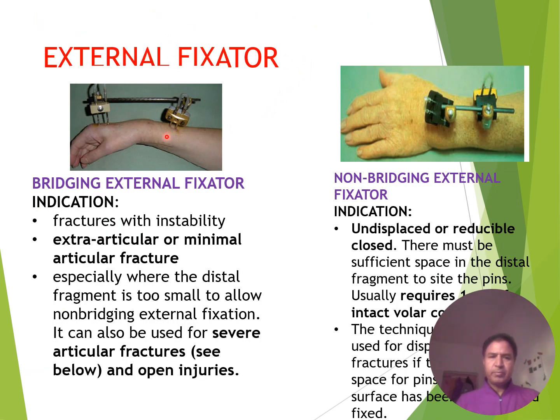External fixator. So we can put the external fixator. Bridging external fixator indications. We have the non-bridging external fixator indications. This is non-bridging. This is bridging. Fracture with instability, extra-articular or minimally articular fracture, especially where the distal fragment is too small to allow non-bridging external fixation. It can also be used to serve articular fracture. See below the open injuries.